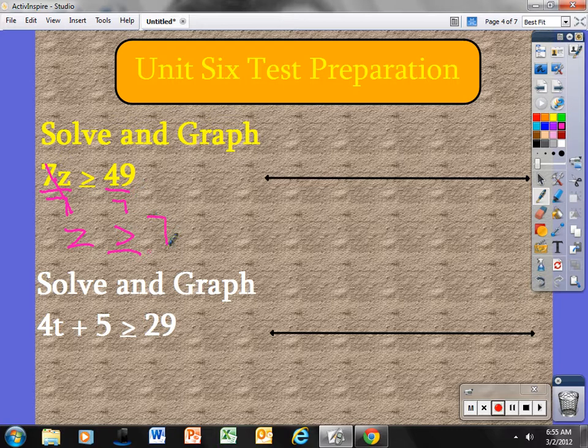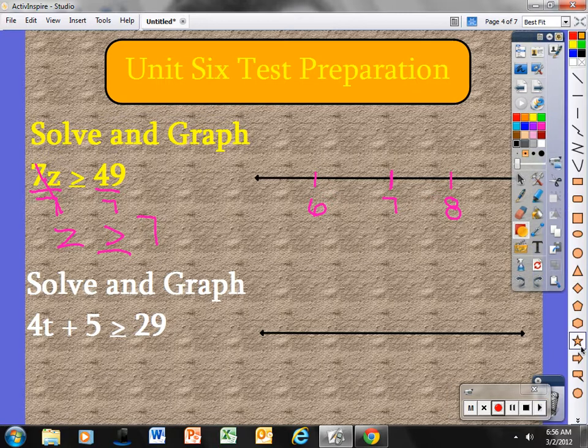Now, I am not putting on my number line 49. I am graphing what the z is greater than or equal to, which is 7. So I put my line here. I put my 7. I could put one more digit that is greater than 7, which is 8. One more digit which is less than 7, which is 6. I now want to graph this. Let me get a little thicker arrow here.